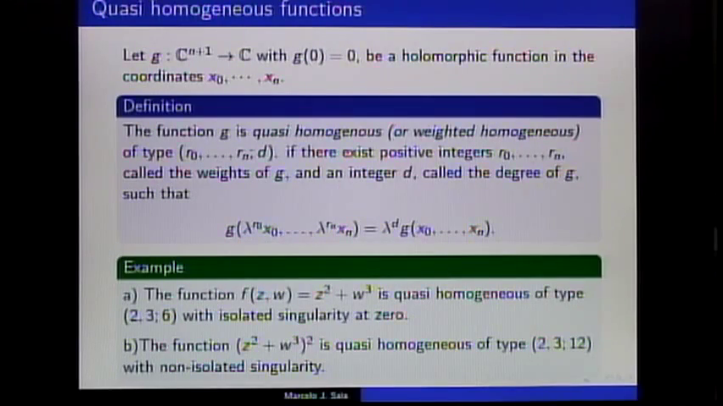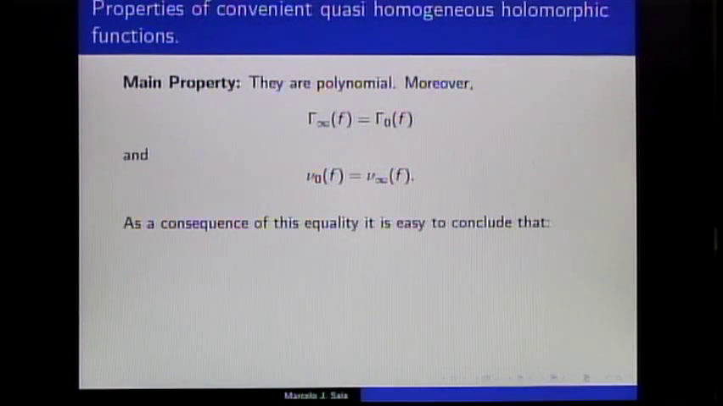And both are convenient because both Newton polyhedra meet the coordinate axes. This is the main property which I want to tell you about these quasi-homogeneous maps. First, the Newton polyhedron in the local case is the same as the Newton polyhedron in the global case. This is very, very funny in my opinion, and it's the most important property for this kind of polynomials.